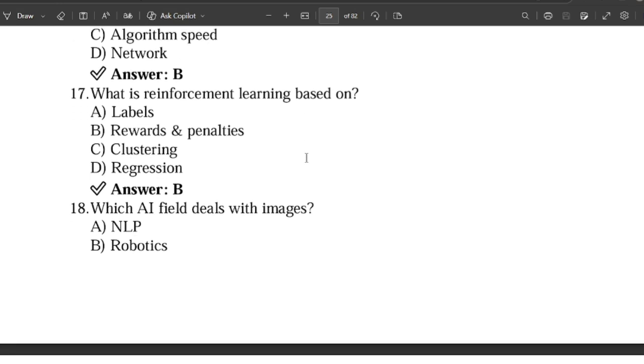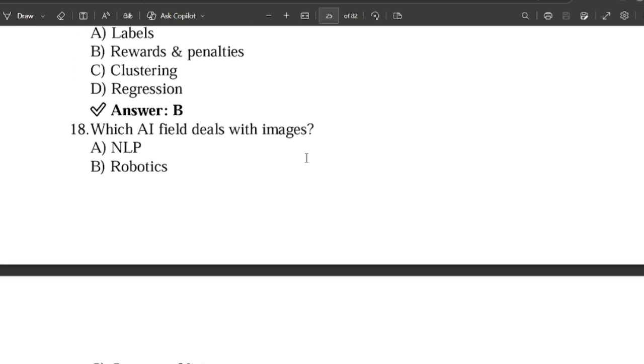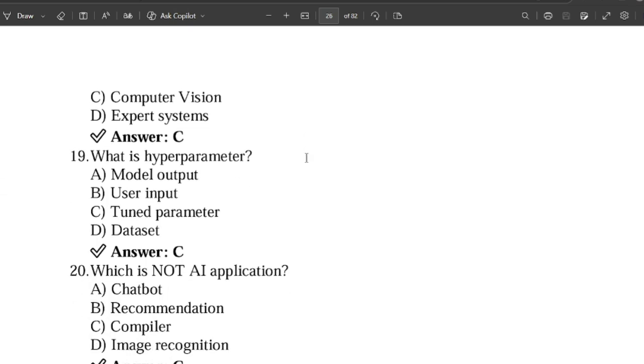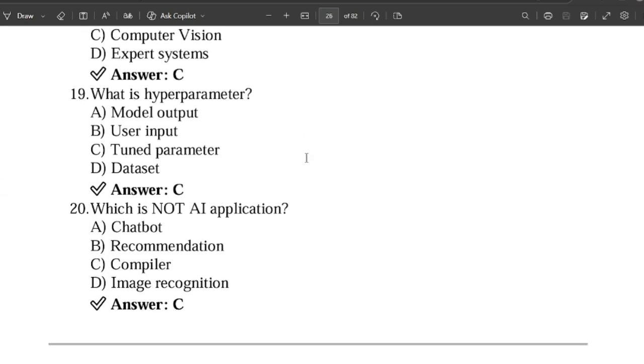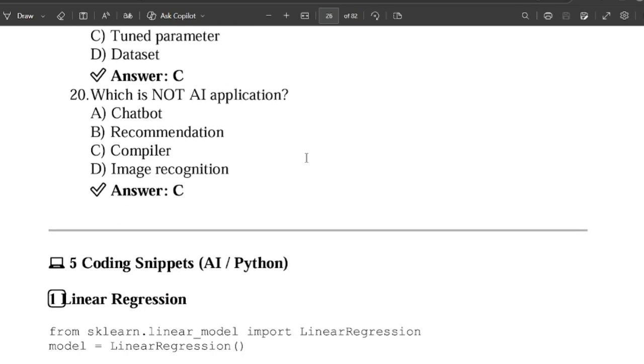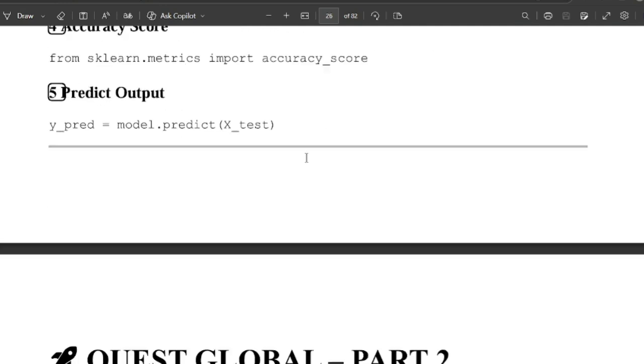AI bias occurs due to the data set. What is reinforcement learning based on? Rewards and penalties. Which field deals with images? Computer vision. What is a hyperparameter? A tuning parameter. Which is not an AI application? Compiler. And the coding snippets.